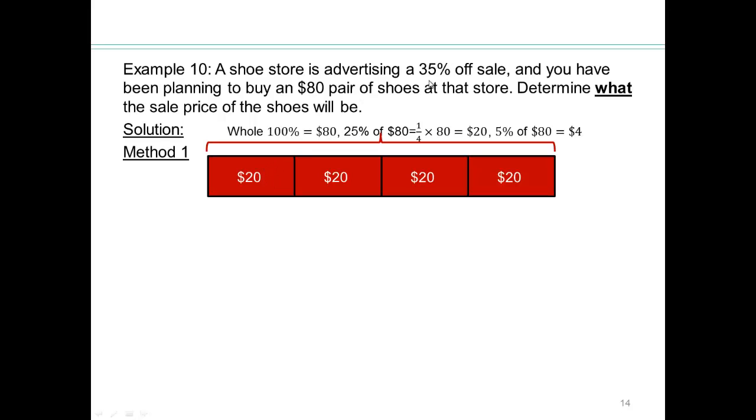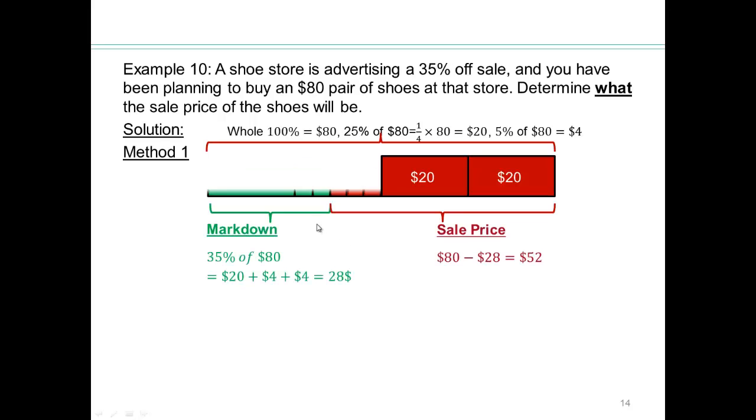Okay, now you have 35% off. So that means what? This is 25, and 10 more percent will make it 35. But if you look, this is the 25%. So if you want 10%, a fifth of 20 is $4, and another $4, they'll give you $8. So that'll be $28 is 35% off, which means your sale price will be 80 minus 28 or $52.